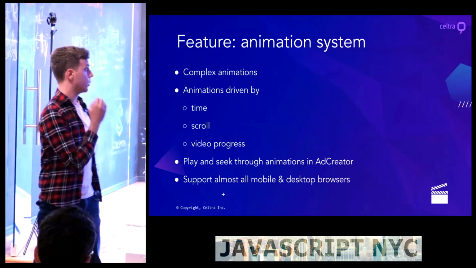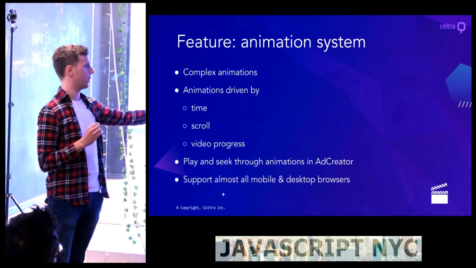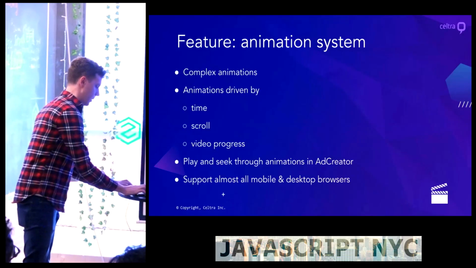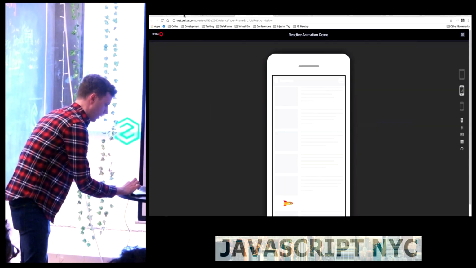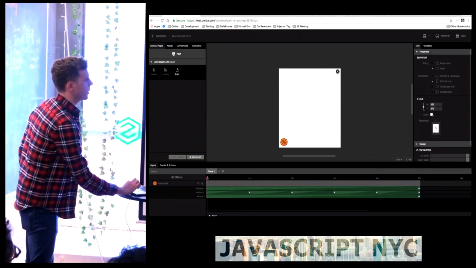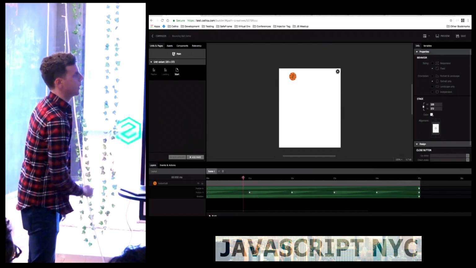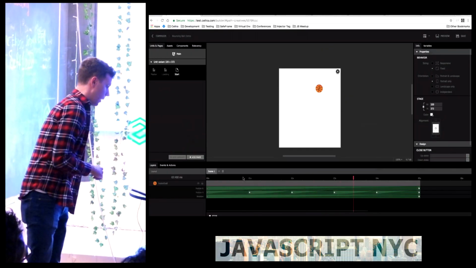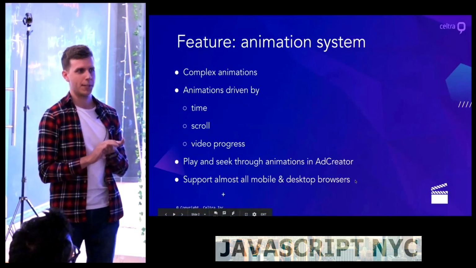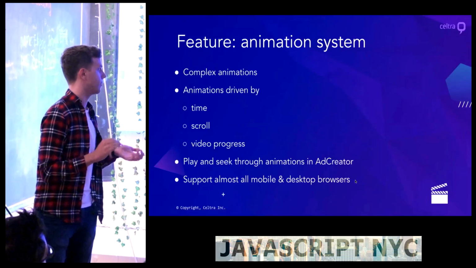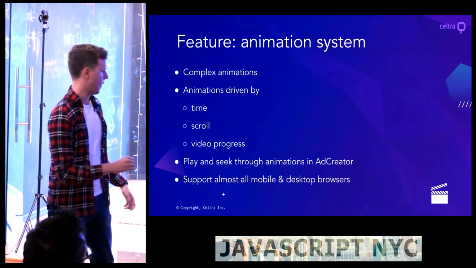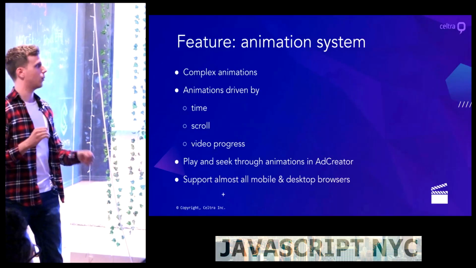We also wanted to be able to play and to seek through the animations in our ad creator, so in our Photoshop for the ads. So let me show that. I will explain this a little bit more in detail later, but we wanted to be able to seek and to play the animations in our builder also. And last but certainly not least, since we are in digital advertising, it's important that our ads work on as many environments as possible. So we wanted to support them on as many mobile web and desktop browsers. And all of these things bring quite a lot of complexity.